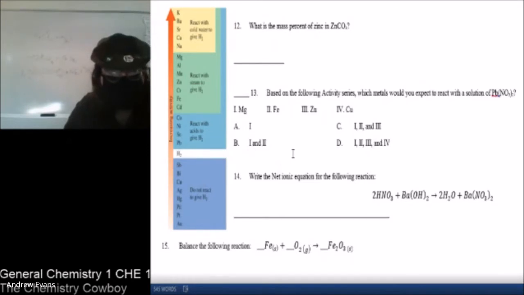But I could have said, if I had chromium nitrate, how would my answers have changed? Chromium is right here. So if I had chromium, magnesium would react with chromium nitrate. Zinc would have reacted with chromium nitrate, but iron would not, because iron would be below chromium. If I gave you calcium nitrate, calcium would not have reacted with any of them, because calcium is above magnesium, iron, copper, etc.